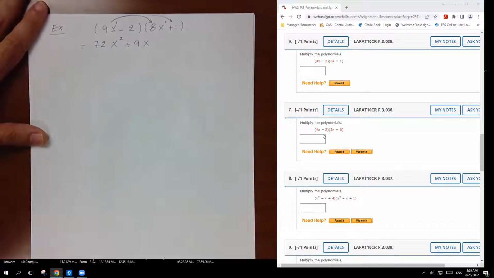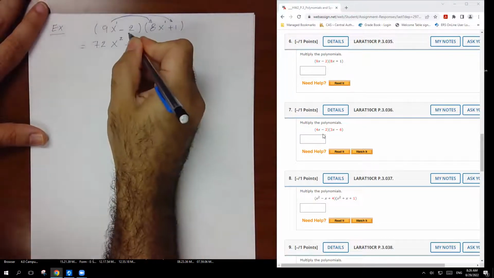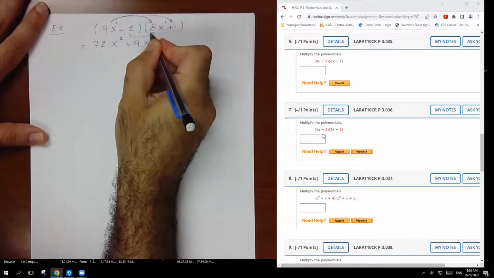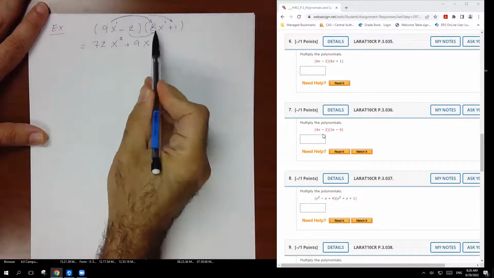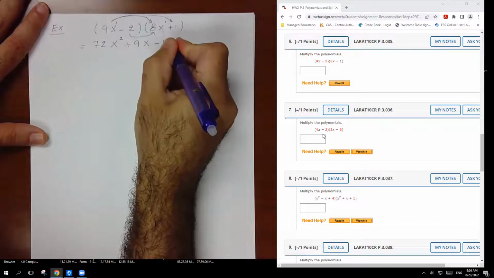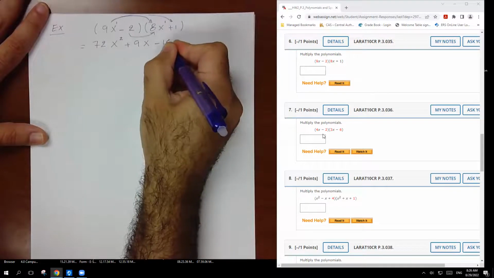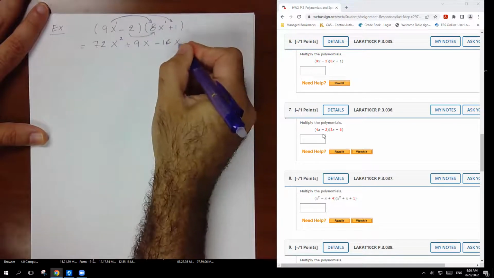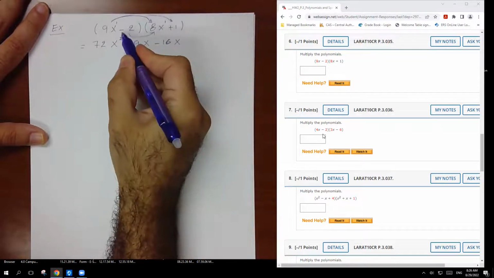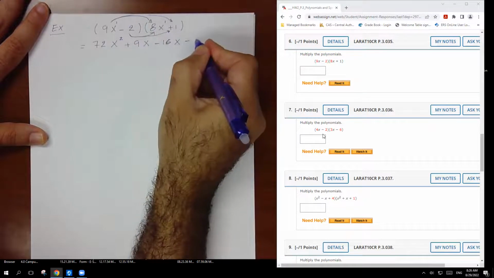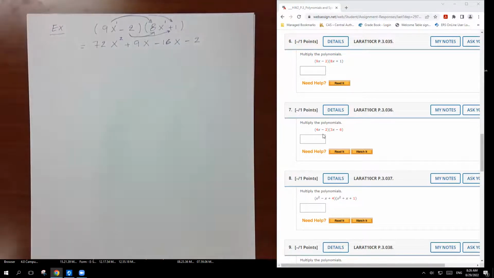Now, we're going to go to the second part, distribute -2 on this binomial. So -2 times 8x is going to be -16x. There is no x here, so it's going to be -16x. -2 times the second part, so -2. So we're done from distributing these two numbers.